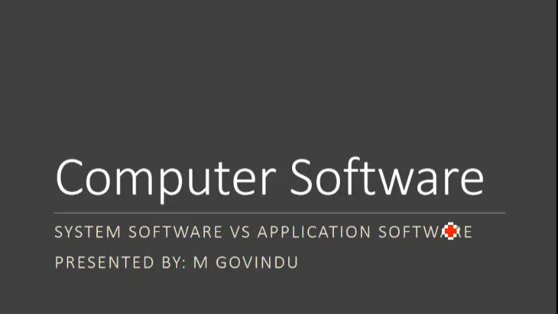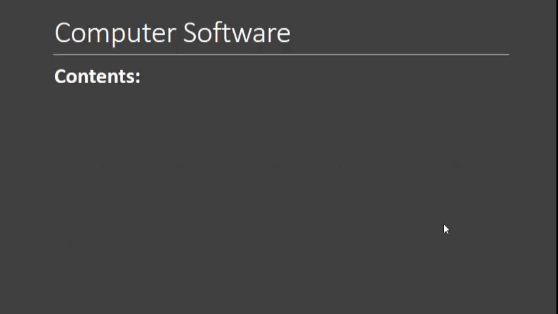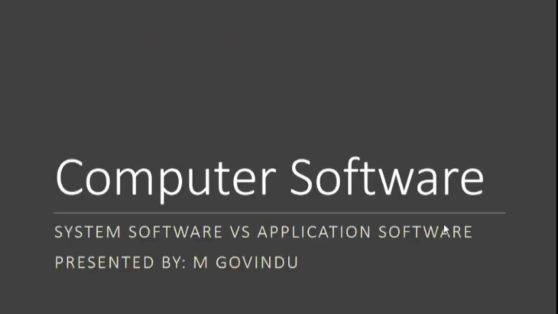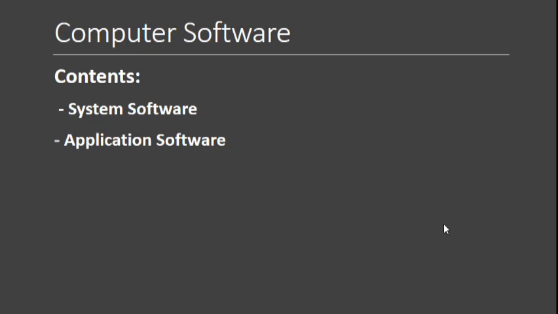Last video I discussed computer components or computer hardware, where I discussed what is a processor, what is an ALU, what is a control unit, and various types of memory units like primary memory, secondary memory, and various input output devices. So in this video I am going to explain about computer software.